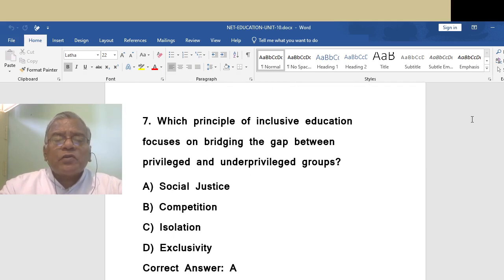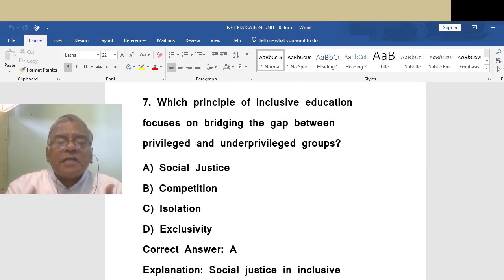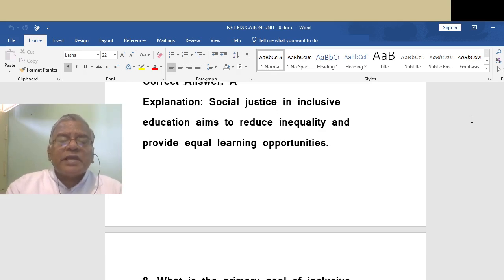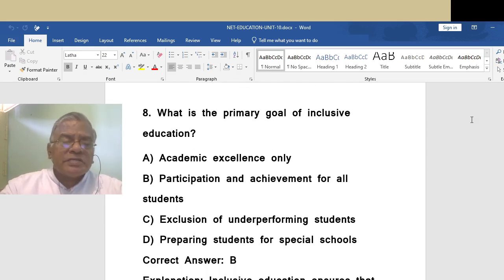Which principle of inclusive education focuses on bridging the gap between privileged and underprivileged groups? That is social justice, not competition, not isolation, not exclusivity, but social justice. This principle of inclusive education focuses on bridging the gap between privileged and underprivileged students. Social justice in inclusive education aims to reduce inequality and provide equal learning opportunities.